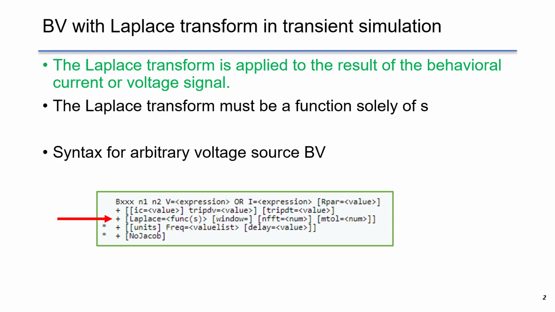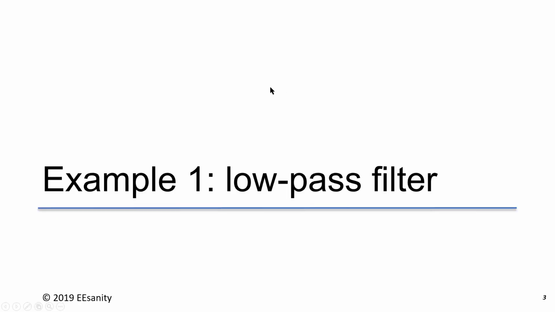The syntax for arbitrary voltage source BV source is shown here. You can see in the third line, we can add Laplace transform equations so that the Laplace transform can be applied to the result of the behavior current or voltage signals. Let's continue with the example low-pass filter that has been shown before.